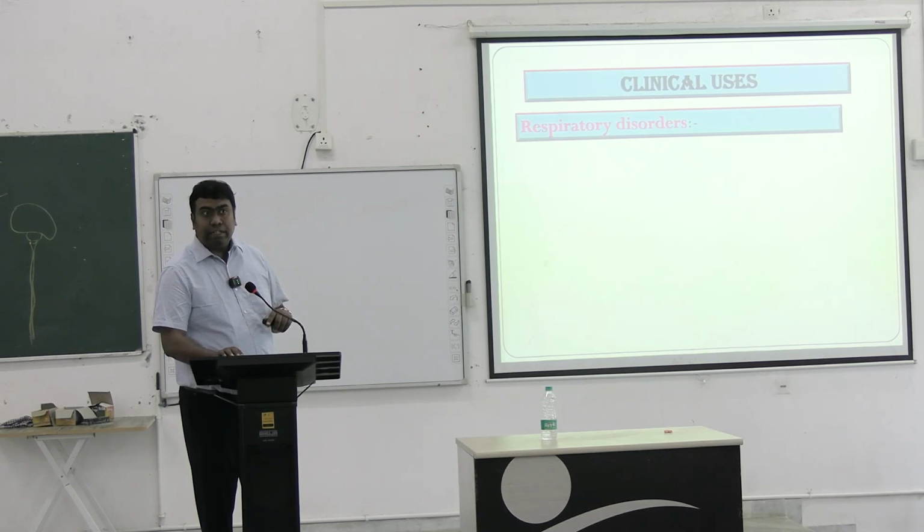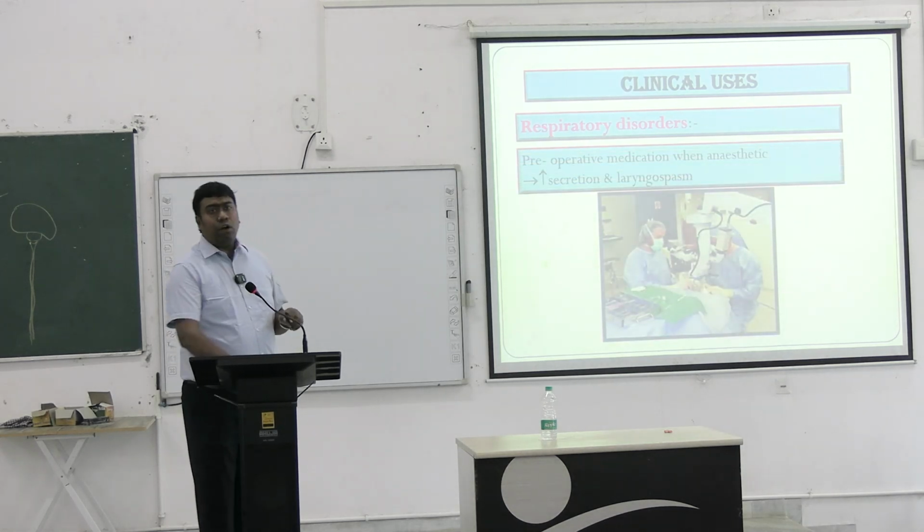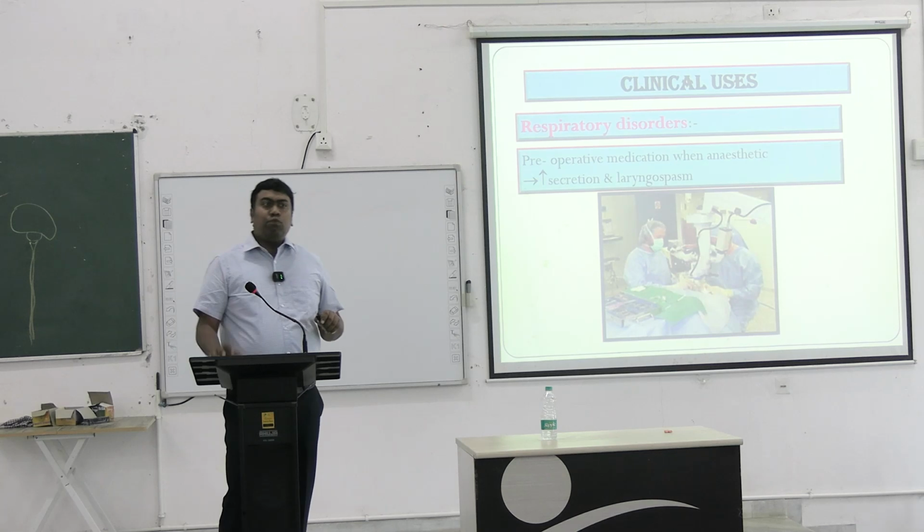Which drugs? Atropine, ipratropium bromide, tiotropium bromide. Here ipratropium bromide and tiotropium bromide are more effective in COPD than in bronchial asthma. Clear? Along with that, they also reduce mucus secretion.